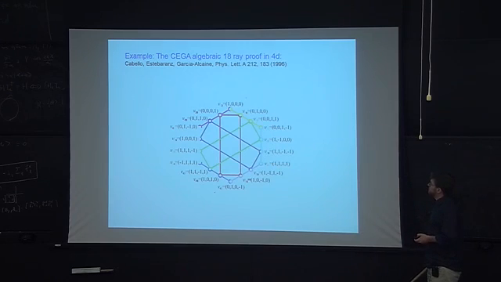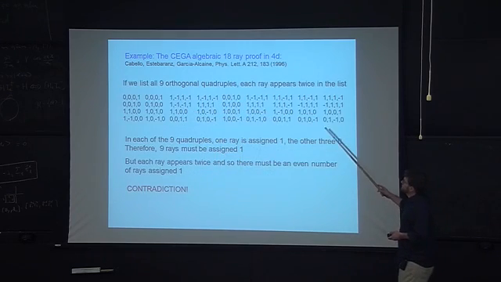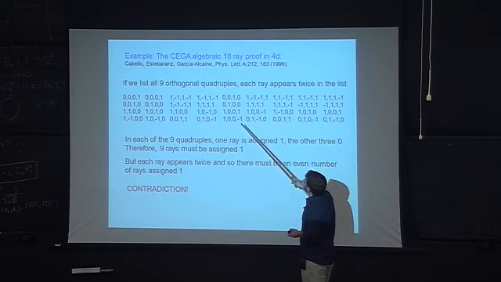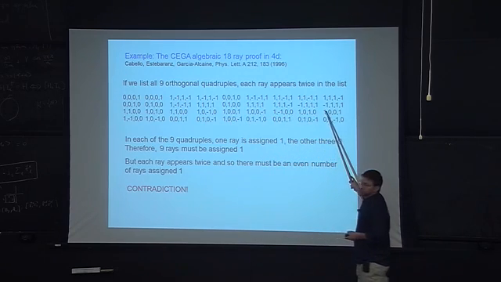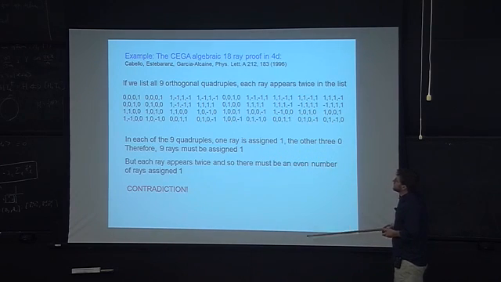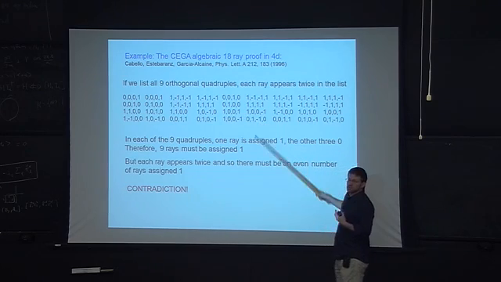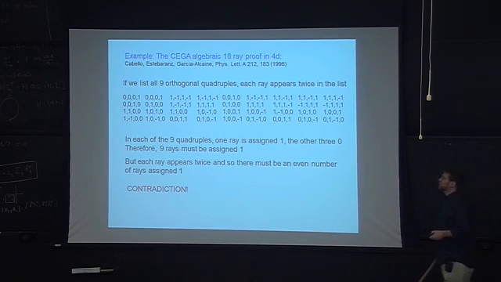OK, so how does the proof work? Here I've just rewritten all of those vectors twice over. I've listed all 9 of the orthogonal quadruples of vectors that we saw. If you counted the number of colors, there were 9 of them. And so that means that every ray is appearing twice in this list, because every one of them appeared in 2 of those bases.